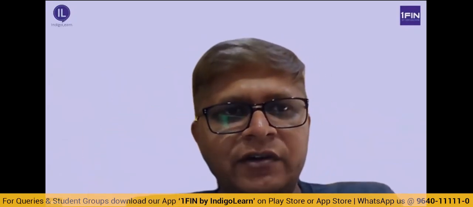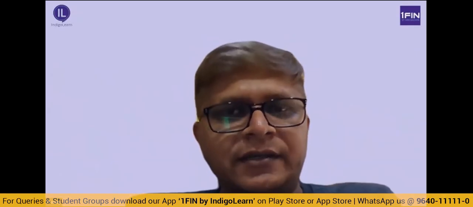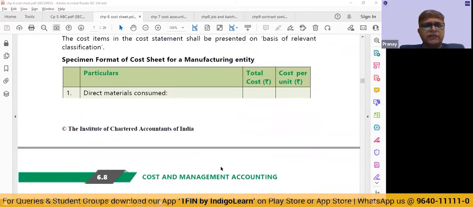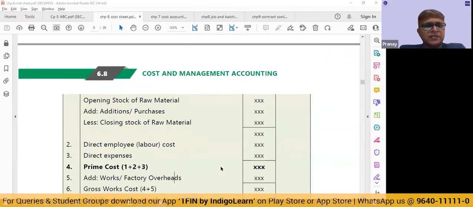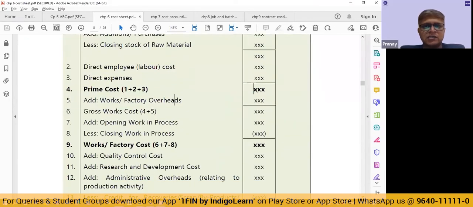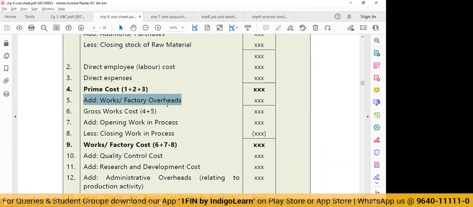But if we were to prepare a cost sheet, let me just pull up the cost sheet for you. So when we are preparing our cost sheet, the first part is going to be your direct material, direct labor, and your direct expenses, which is typically going to be your prime cost. As a next step, we add our factory overheads or works overheads. Now, when we are adding factory overheads, there are two types of overheads: variable overheads and fixed overheads.